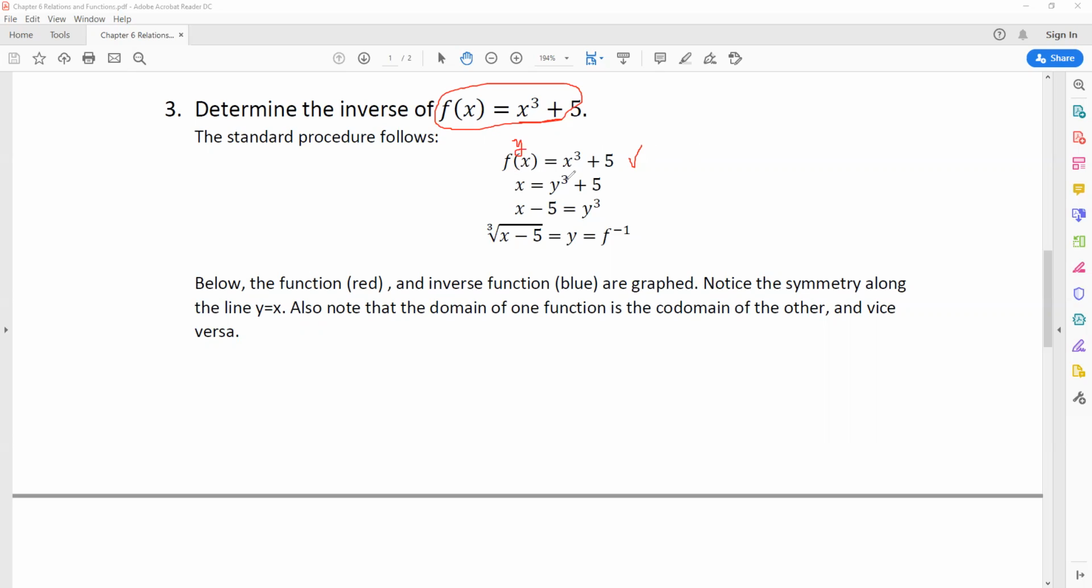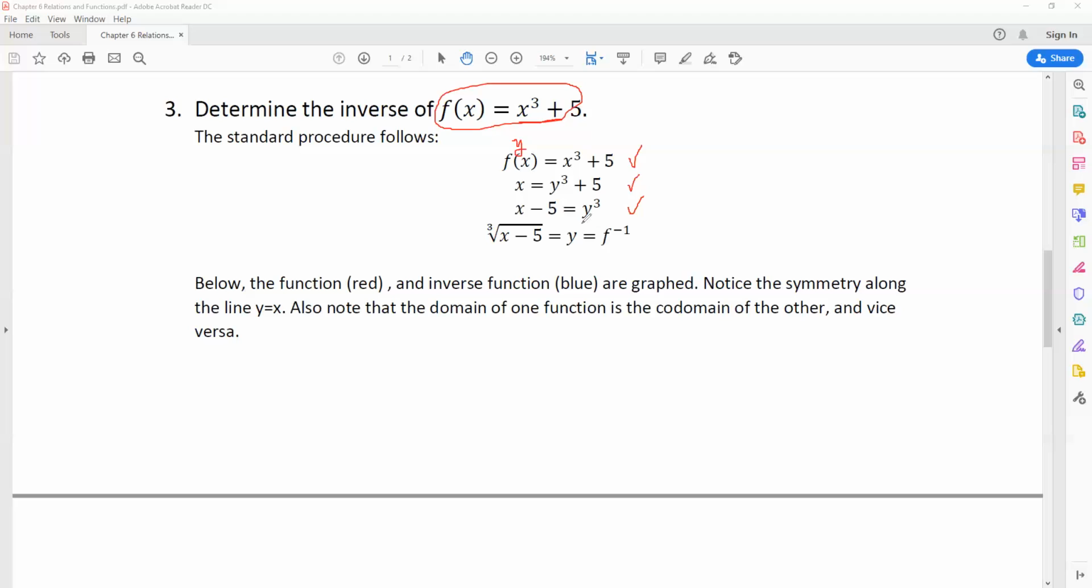The second step, interchange x and y. In other words, y becomes x becomes y. So our new equation is x is equal to y cubed plus 5. Now we solve for y using algebra, so I subtracted 5 from both sides in this step, giving me x minus 5 is equal to y cubed. And then to solve for y, the new y, I just take the cube root of both sides. So the cube root of x minus 5 is equal to y.